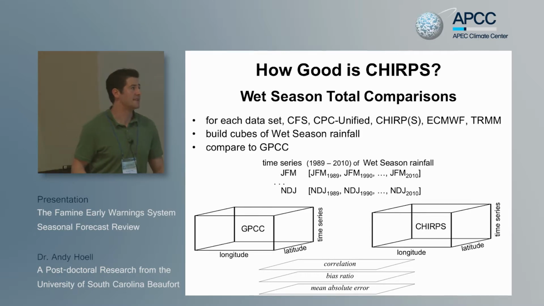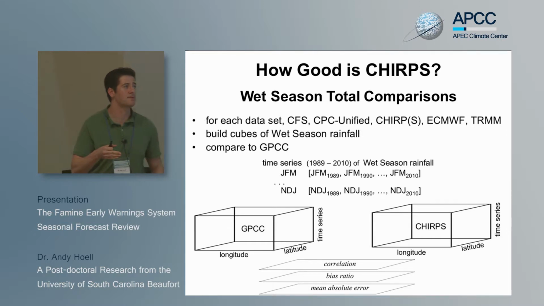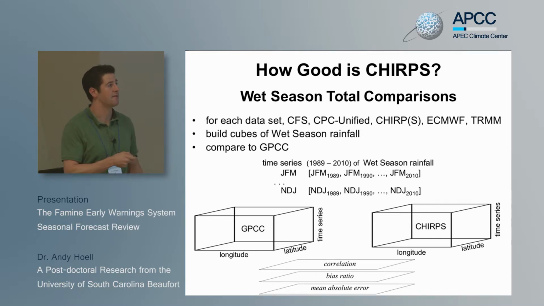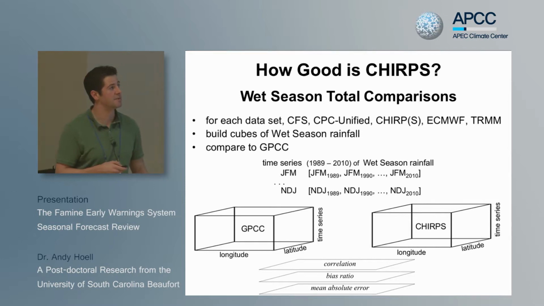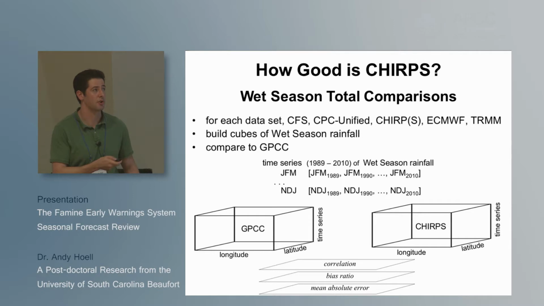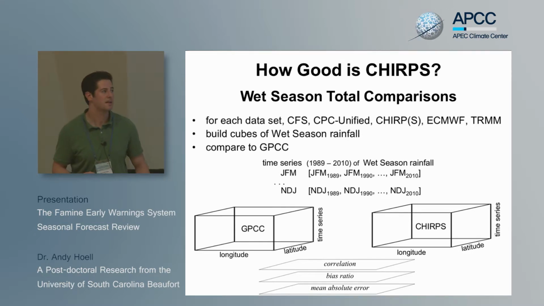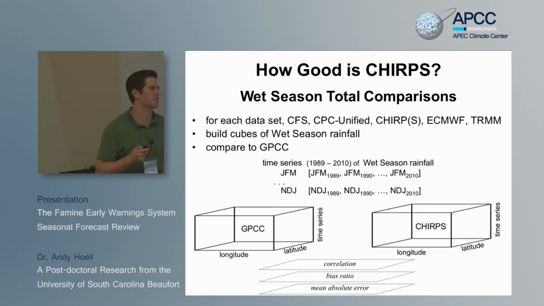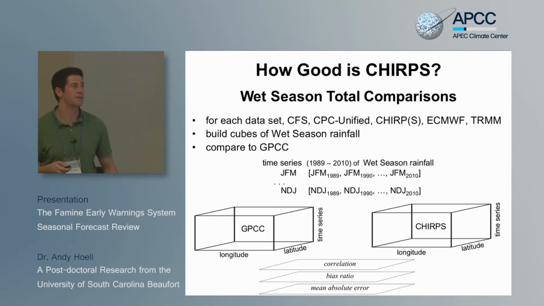So basically what we did is we started comparing CHIRPS to a number of different data sets. CFS, which is a reanalysis data set, the CPC Unified Precipitation, CHIRP, which is just the infrared product, CHIRPS, which is with the station data, ECMWF, and TRMM. And we compare them all to GPCC. GPCC is a European product. It's a product I use quite a bit, and it's built solely on station data.